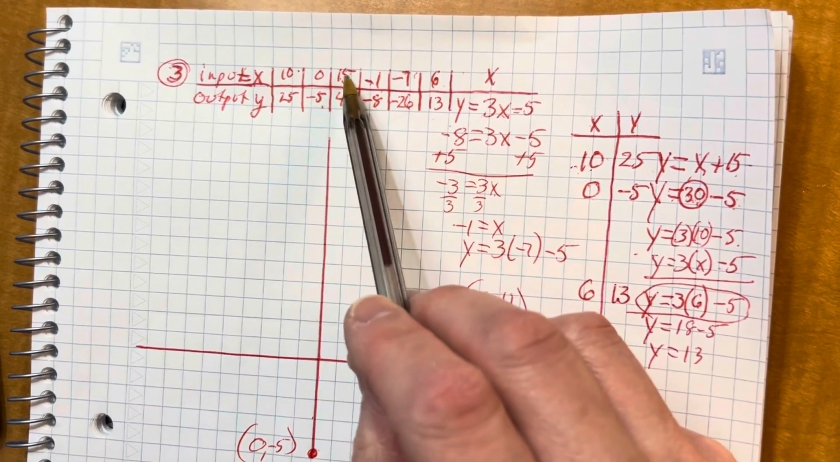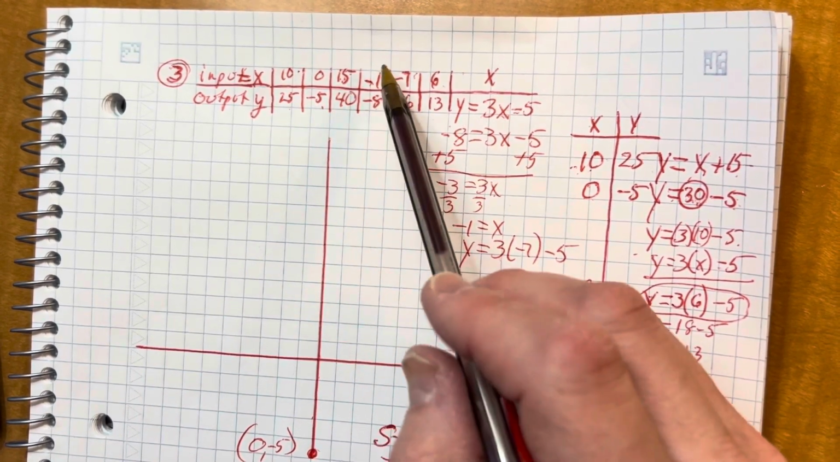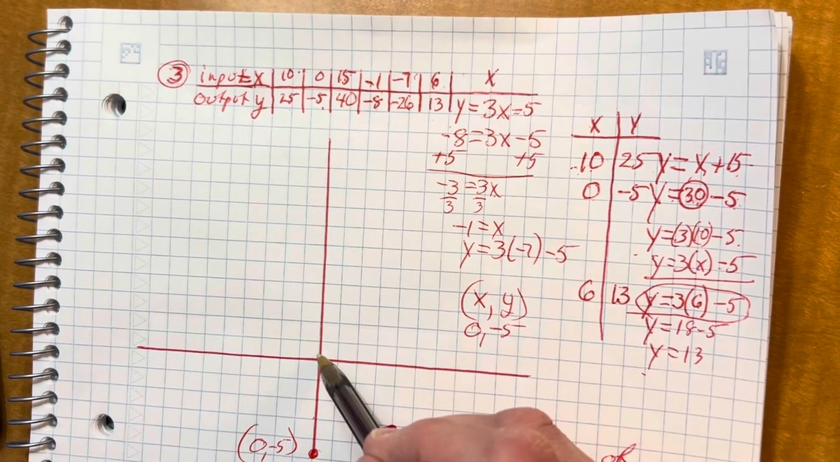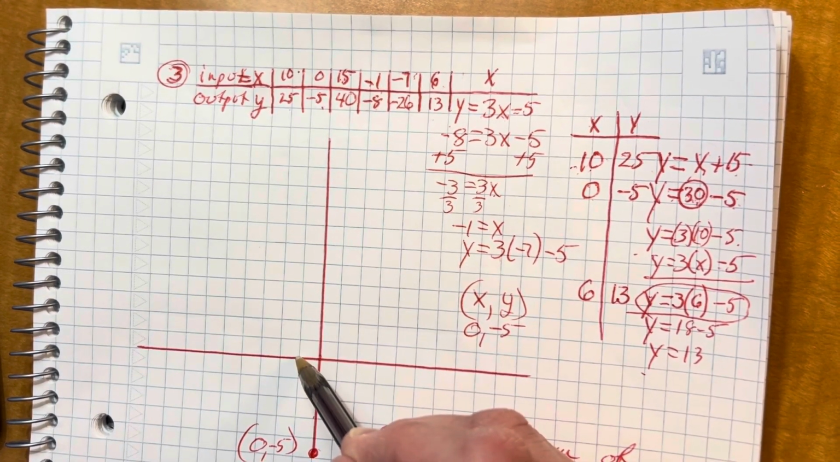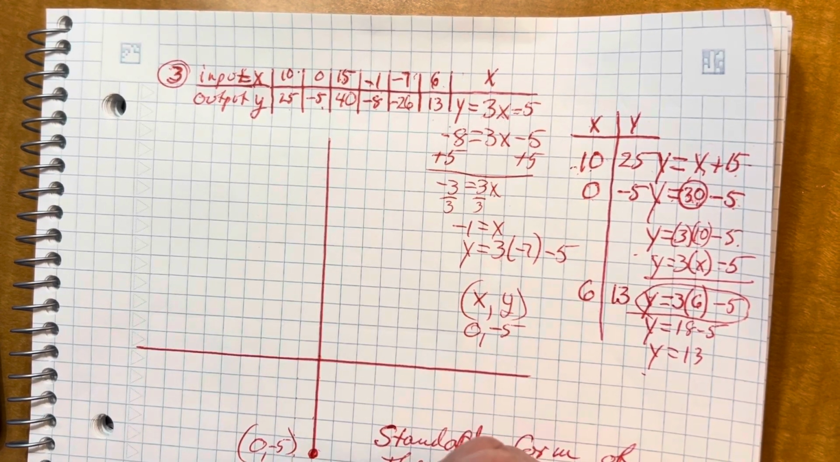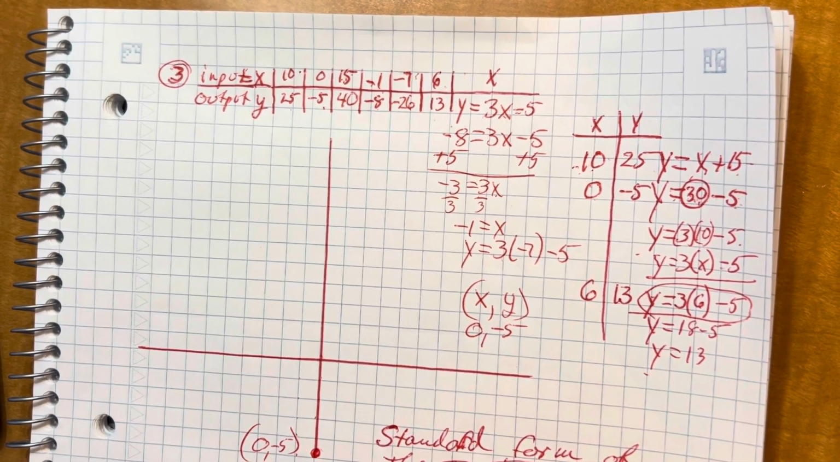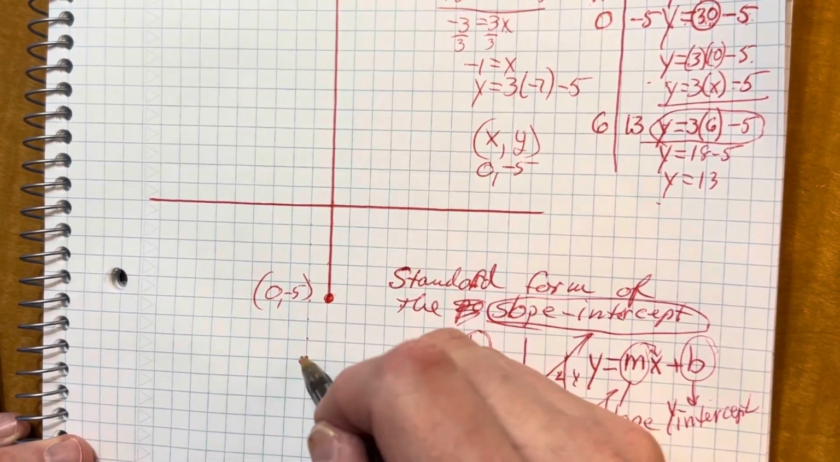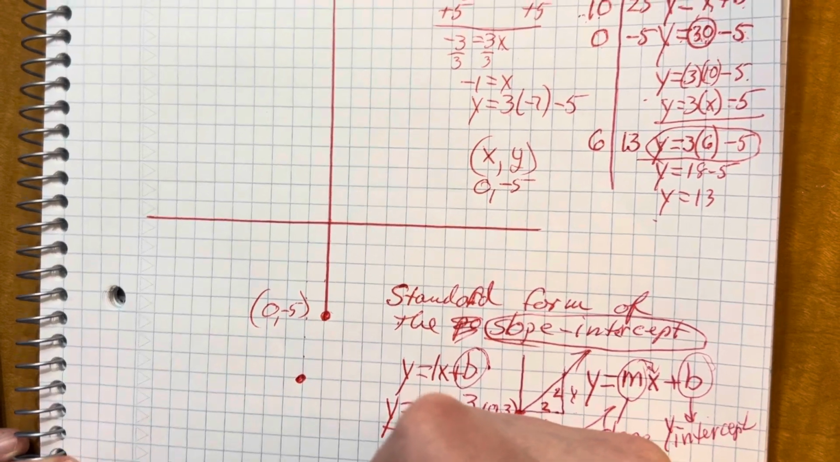Next, this would be too big to fit on our graph. I can't really go over 15, but here, negative 1 and negative 8. Negative 1 in my x direction, negative 8: 1, 2, 3, 4, 5, 6, 7, 8. That might be out of your picture. There we go. Okay. And then let's try another one.